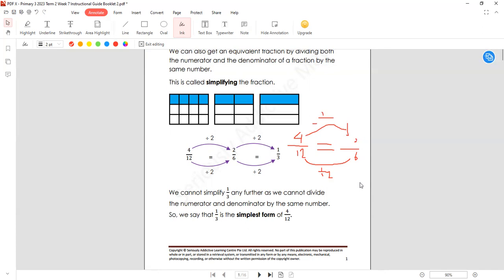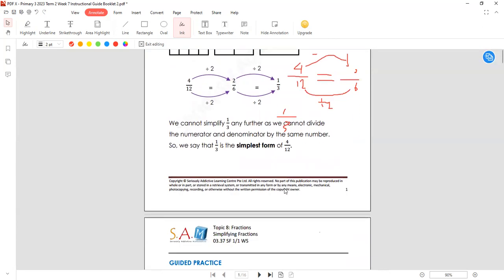Then ask them, can you continue to divide? In this case, yes, 2 out of 6 can be divided by 2 again until 1 out of 3. So when you get 1 out of 3, ask the student, can you further divide it by the same number? When you can't, that is the simplest form.